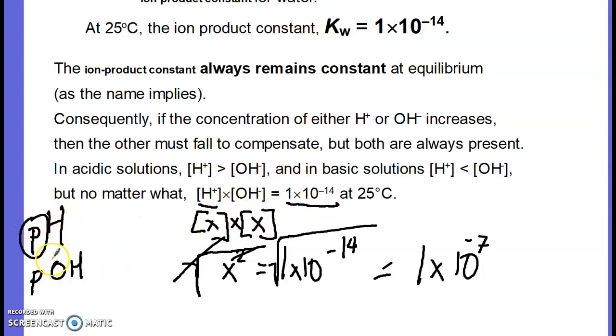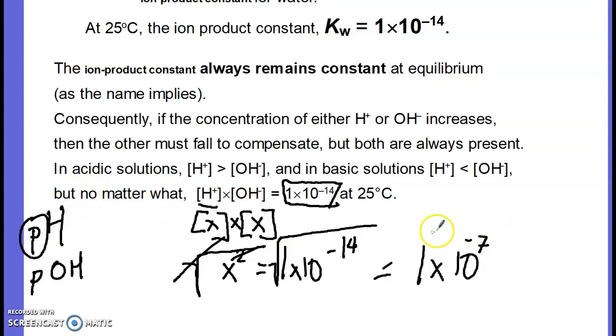And when you add the pH and the pOH, you're always going to get 14. If you take the concentration of H plus times the concentration of hydroxide, you're always going to get 1 times 10 to the negative 14th. Okay? Where does pH come from?